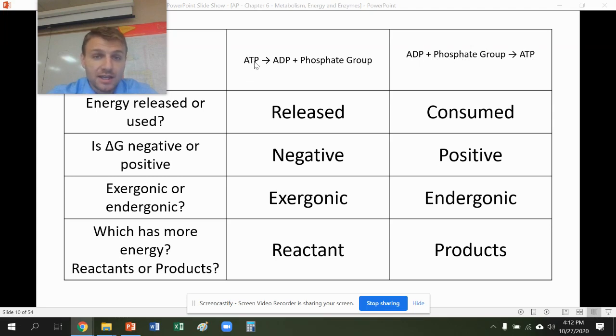Now, when you break down ATP, you're going to get ADP and a phosphate group. That means energy is going to be released. You have a negative delta G because you have less energy in that reaction. It's an exergonic reaction because you're releasing energy. And what has more energy? The reactant. ATP has much more energy than the ADP and the phosphate group do by themselves.